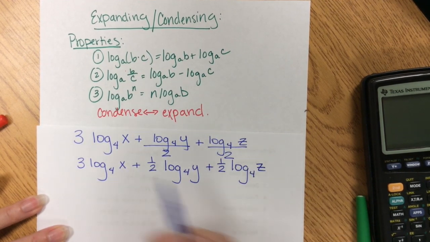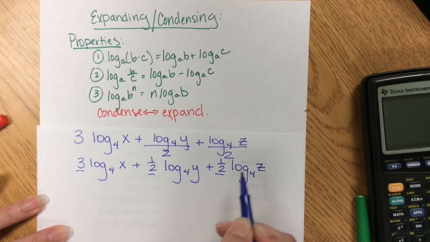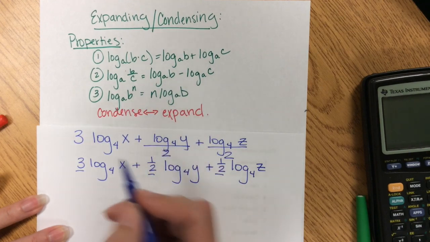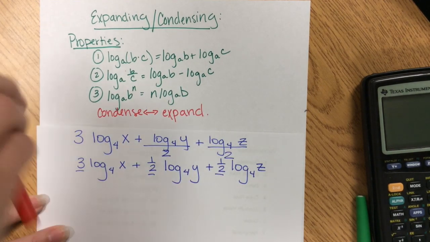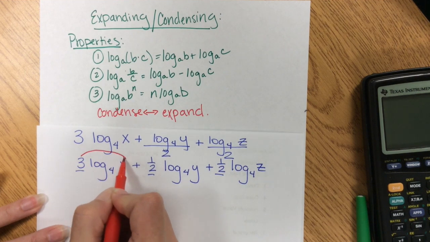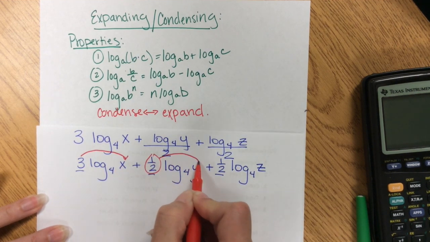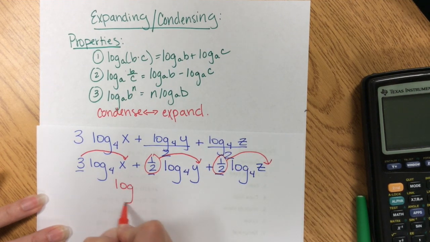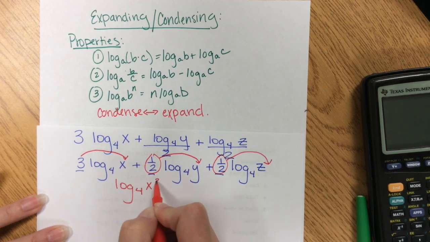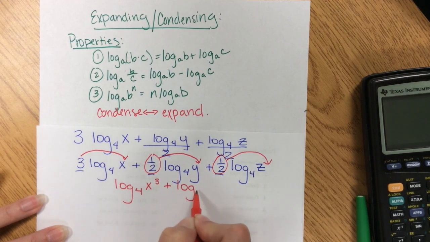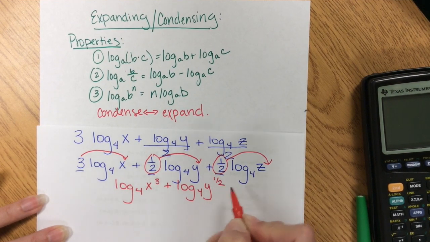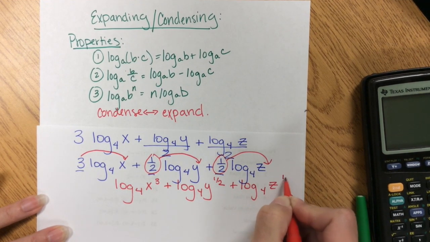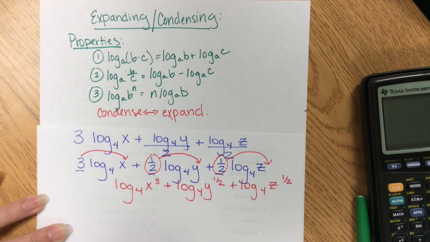Now we're trying to condense. We have these pesky little numbers in front, and so we're going to use the power property and move those numbers up to the exponent. So let's get a different color, make life fun. We'll take this 3 and it goes here. We'll take this 1/2 and it goes there, and this guy is going to go over here. So let's write log base 4 of x cubed plus log base 4 of y to the 1/2 plus log base 4 of z to the 1/2 power. Okay, everybody good?